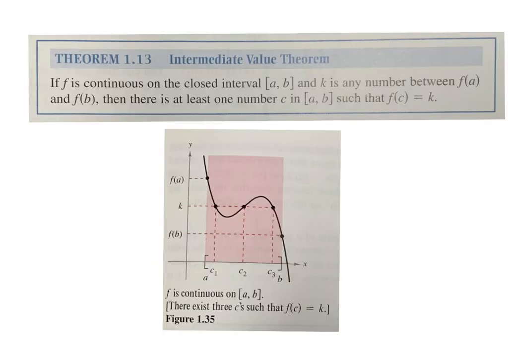Theorem. So this is also an existence theorem. We'll actually use this in word problems later on, but it's actually intuitive. The way they say it does not sound like it is. It says that f is continuous on the closed interval a, b, and k is any number between f of a and f of b, then there's at least one number c in a, b, such that f of c equals k. Lots of words.